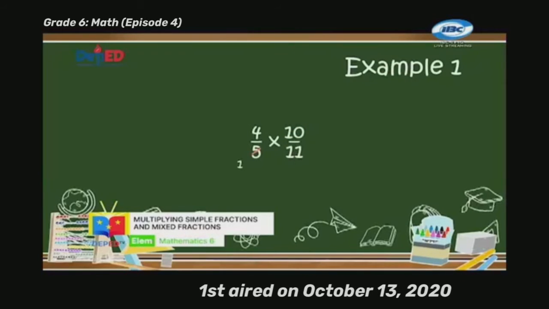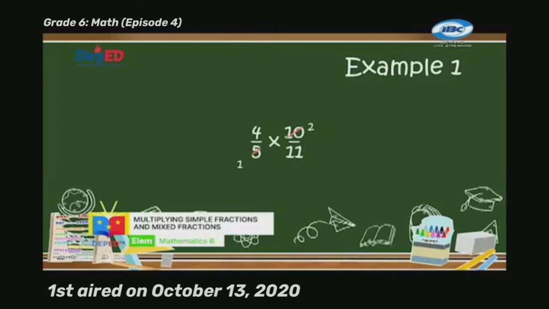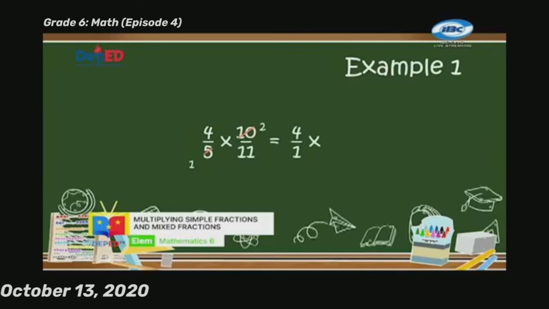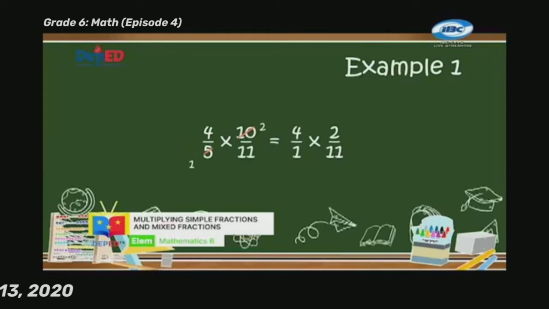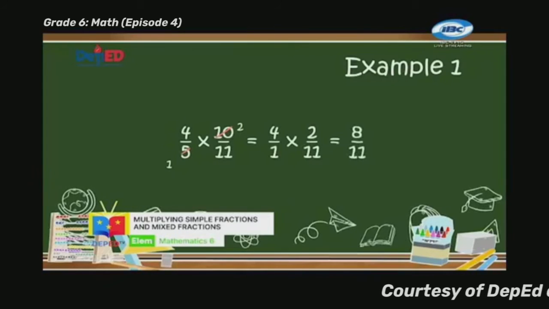5 divided by 5 becomes 1. 10 divided by 5 becomes 2. Multiply the numerator and the denominator by the cancelled numerators and denominators. 4 times 2 equals 8. 1 times 11 equals 11. So, we have 8 elevenths. Is it already the lowest term? Yes, 8 elevenths is the final answer.